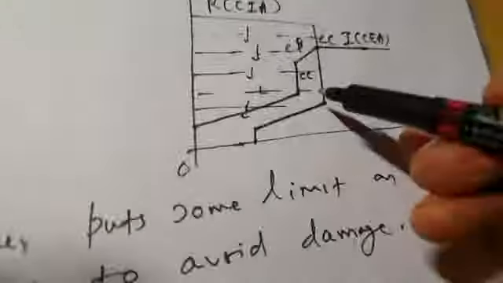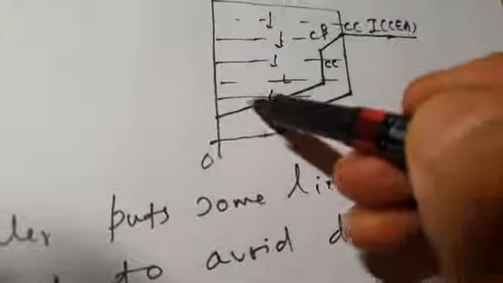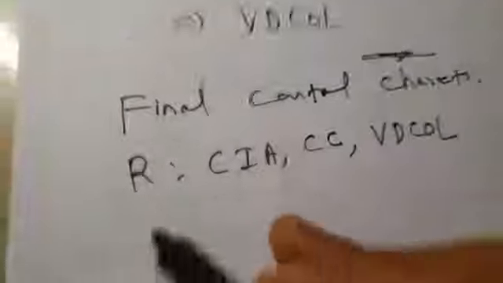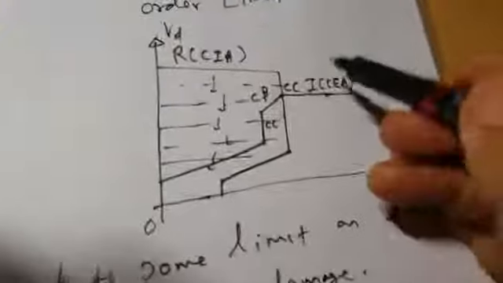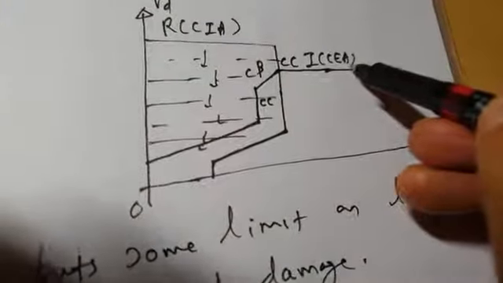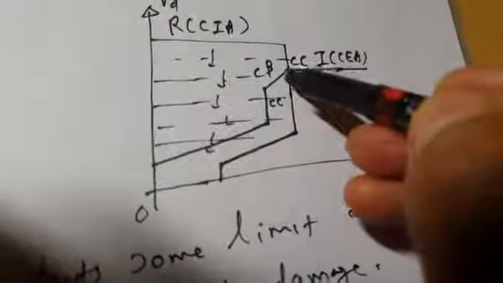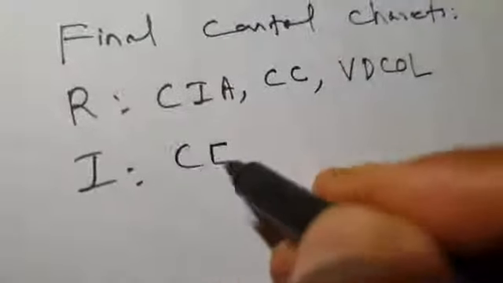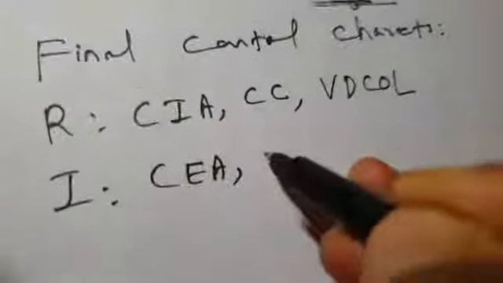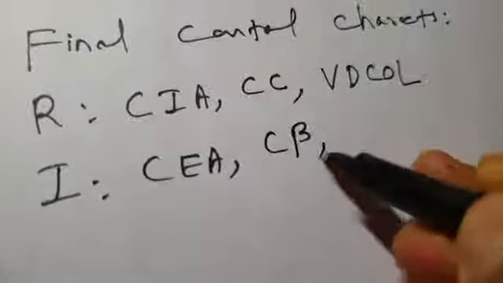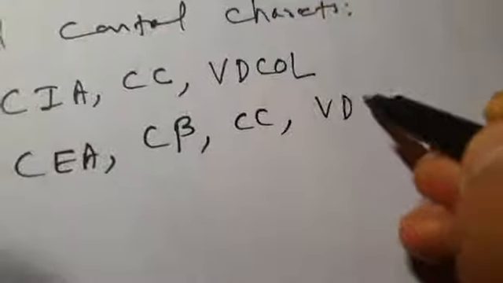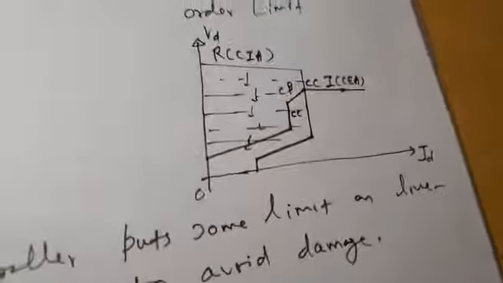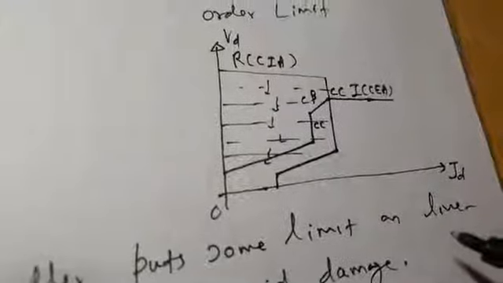Remember, this VDCOL is applicable only for extremely low link voltage conditions. And what about your inverter? Your inverter characteristics comprise CEA, constant extinction angle control, C beta, constant beta control, CC, constant current control, and VDCOL. So this is the final VI characteristic, or final control characteristics, of your HVDC link.